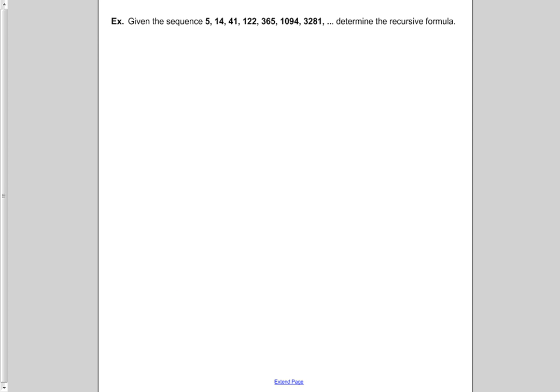Let's try another one. 5, 14, 41, 122, 365, and so on. I want to find the recursive formula that would allow me to generate future terms. First of all, I've got to figure out whether it's arithmetic or geometric, close to either of those or not at all. So let's look at arithmetic first of all. See if I notice any patterns or anything suspicious.